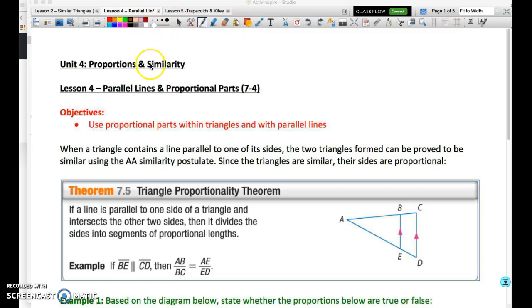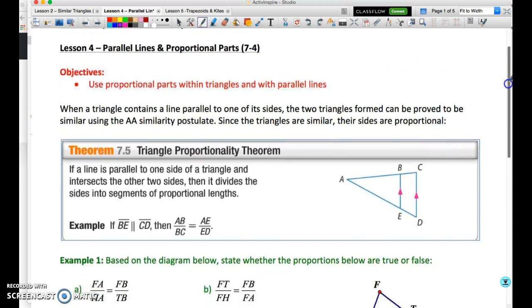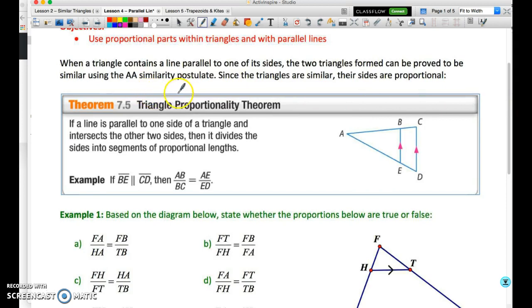Alright folks, welcome to the lesson on parallel lines and proportional parts. What we're doing in this lesson is drawing parallel lines inside a single triangle and showing you the theorems that result, specifically theorems that relate to how the parallel line within a triangle cuts the sides of the triangle into proportional parts. And so let's jump straight into theorem 7.5, the triangle proportionality theorem.